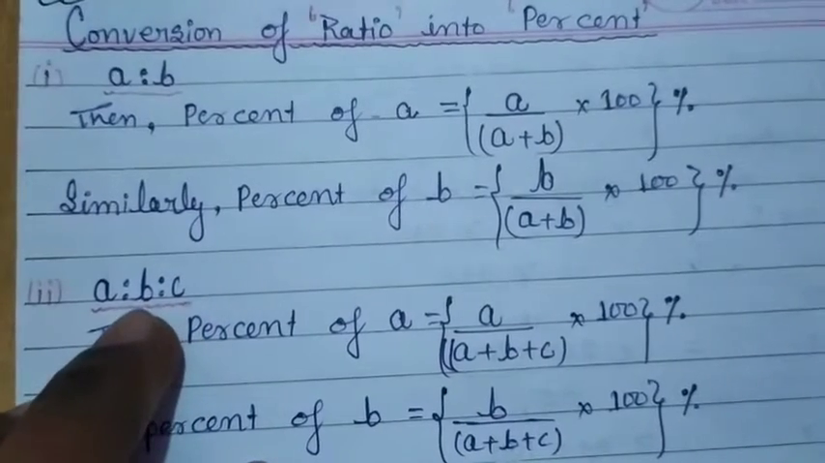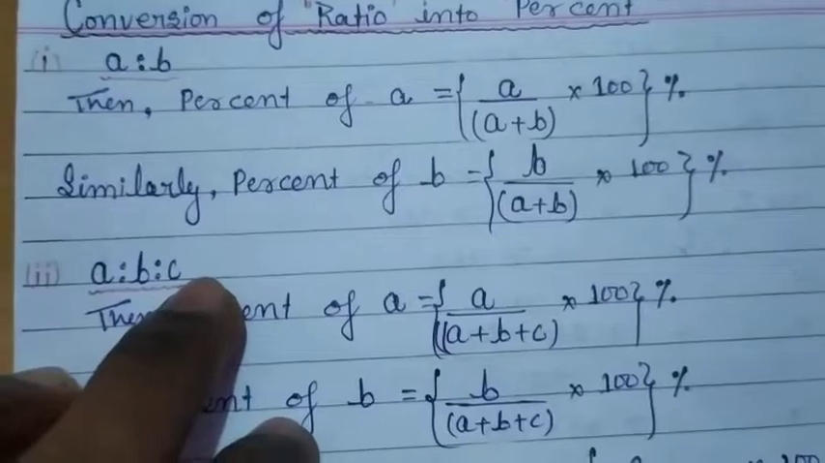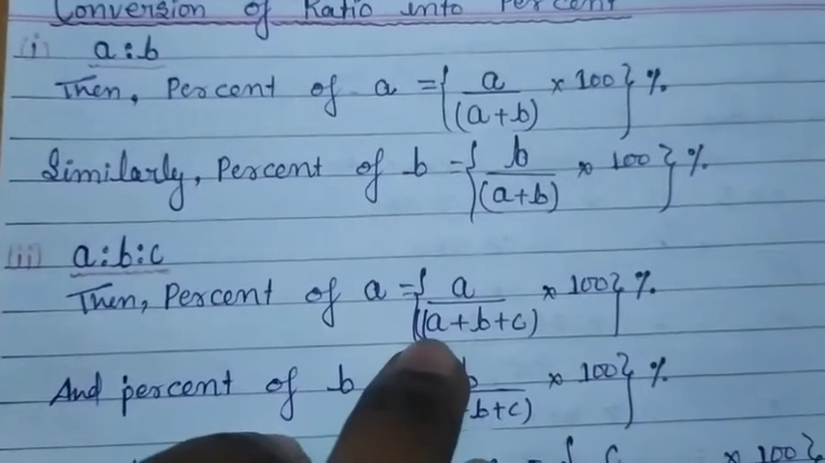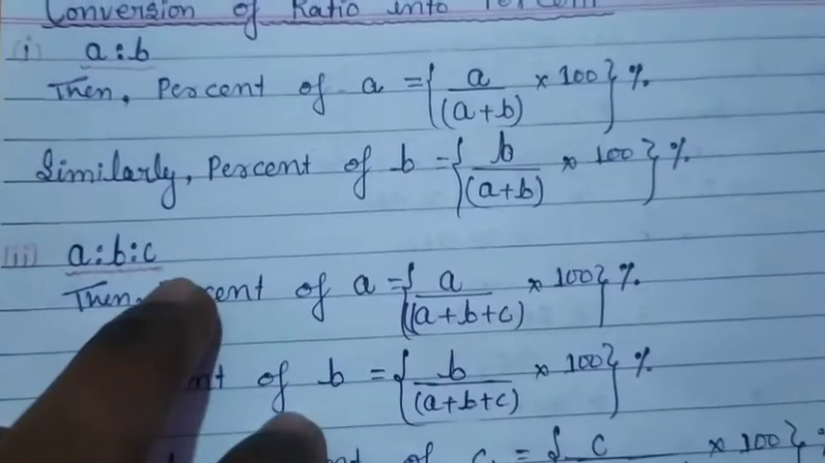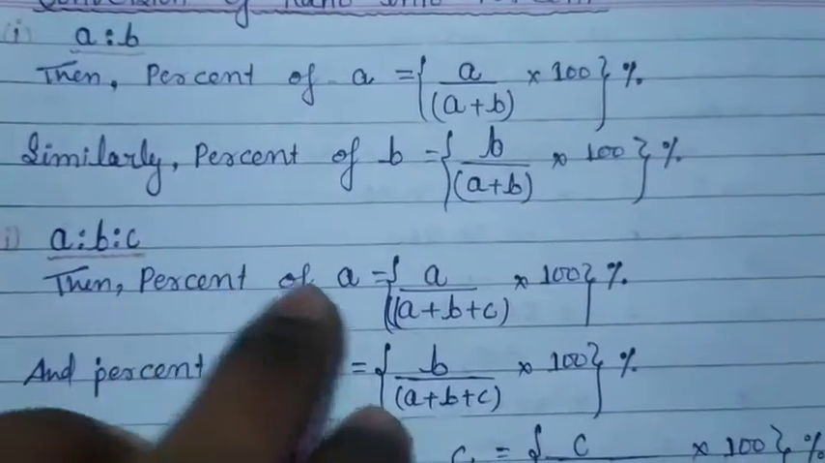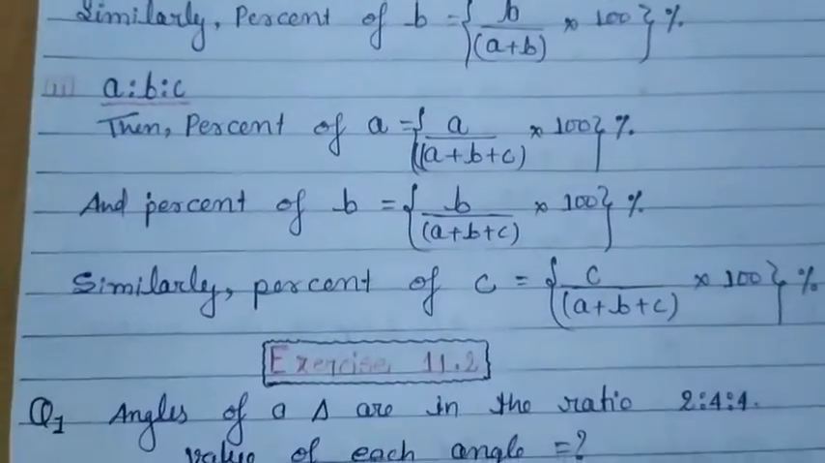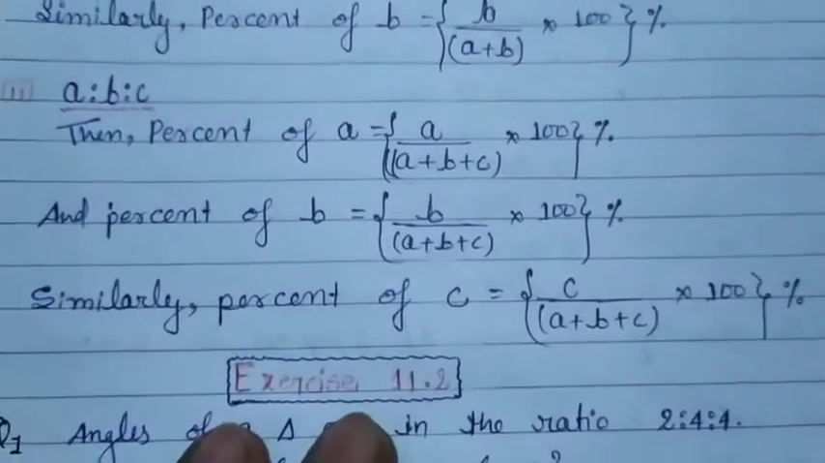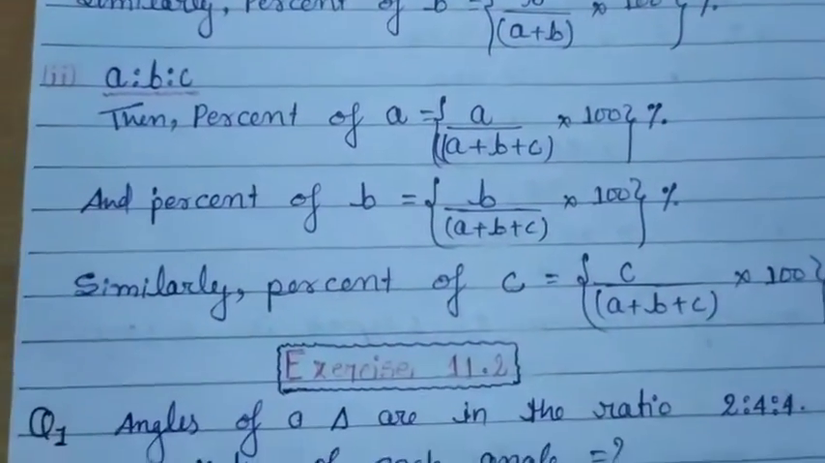So I don't think you will get confused or have any difficulty in this type of question. In the case of four terms, that is A is to B is to C is to D, then just change it a little, that is A plus B plus C plus D. If it is given in the form of five terms, A, B, C, D and E, then the sum will change accordingly. So I think you can do the rest on your own if you face such problems in this book.